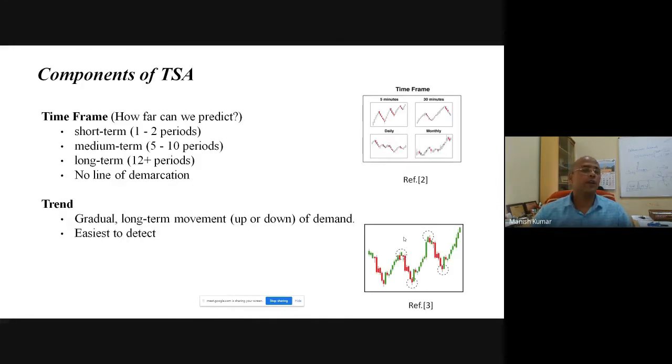These are just the components; I think you have gone through them in the first lecture itself. You talk about the time frame, which could be short term, medium term, or long term, depending on what periods you're looking for. And there is no line of demarcation, which means you may go for any type of time frame. Trends are gradual or long term movements up or down of demand, and you can always detect the trends from the graph.